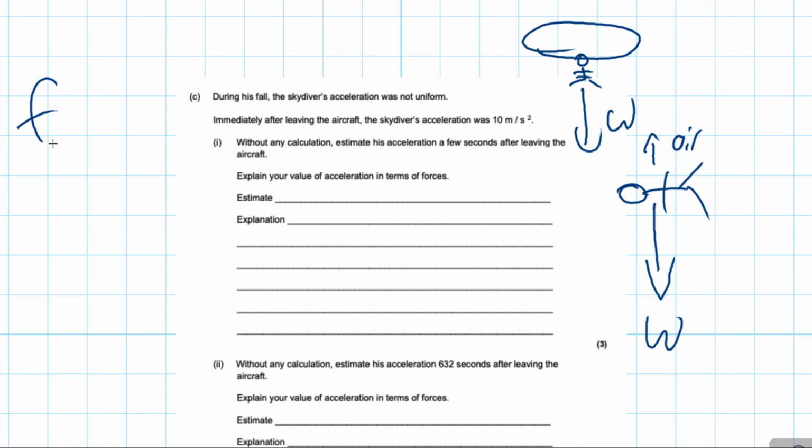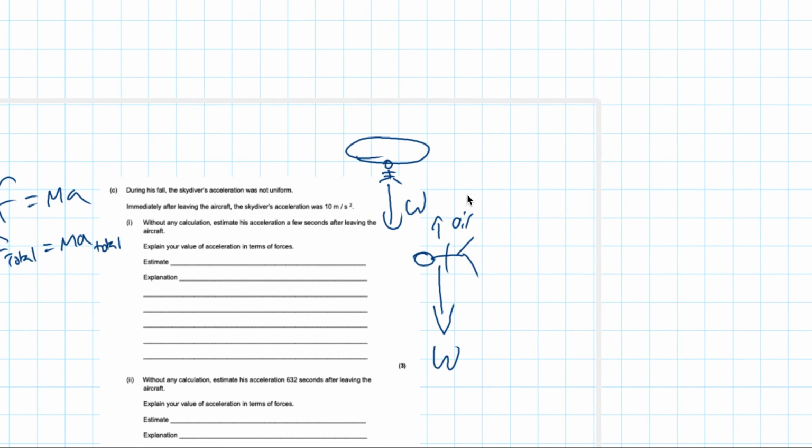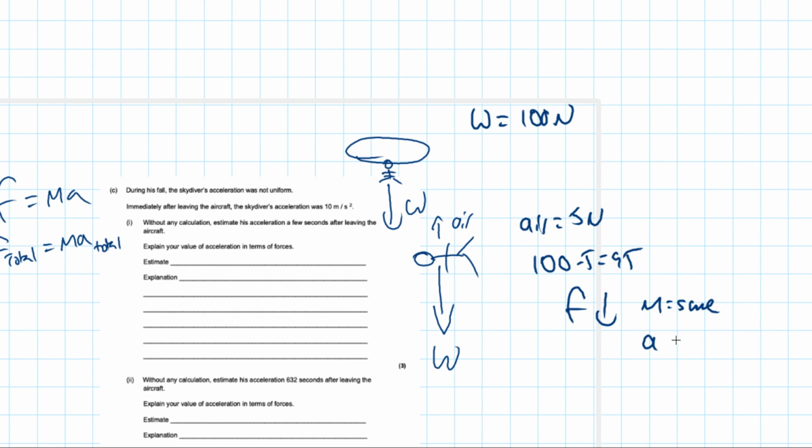Remember, F is equal to ma, so if the total F is reduced, because now you've got an opposing force, so let's say here that W is equal to 100, and the air resistance at this point is 5 newtons, so it's going to be 100 minus 5, which is 95. And now we can see that the force is reduced, the mass is the same, so acceleration must also reduce if the force is reduced. So you could just do any reasonable estimate here, you could say 8, but anywhere between 0 and 10.